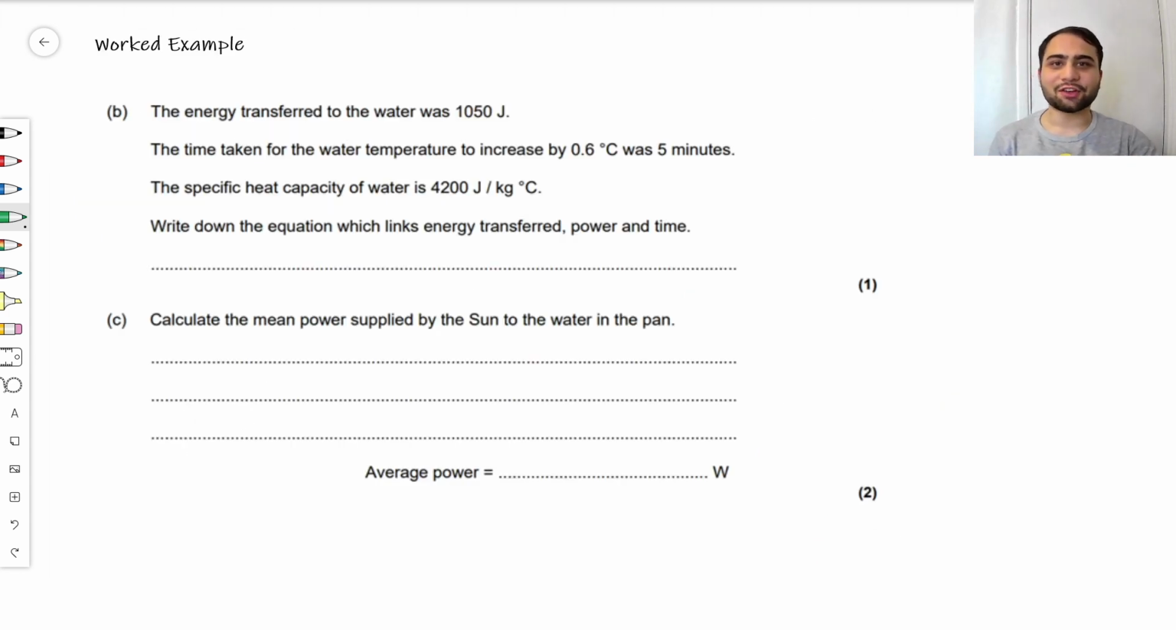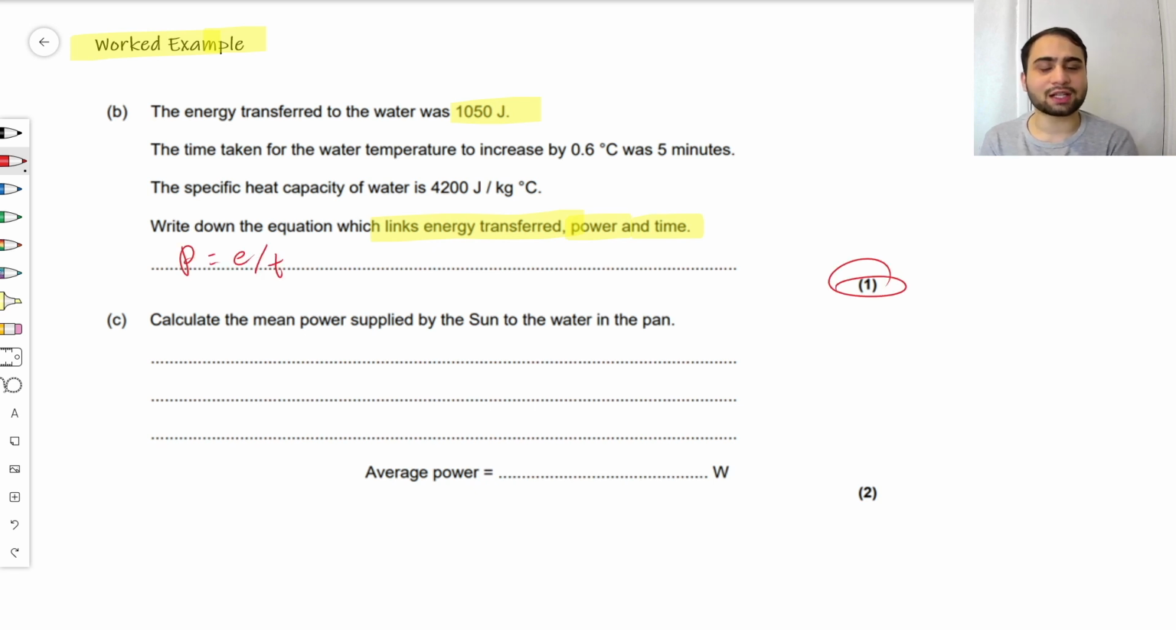Okay, so now let's have a look at a worked example. Again, as always, we're going to highlight all of our keywords. The energy transferred to the water was 1050 joules. This is part of a bigger question, but really everything in these questions is right here. The time taken for the water temperature to increase by 0.6 degrees. Write down the equation which links energy transferred, power, and time. Okay, so we need a power equation, which is power is energy transferred over time. That's our answer right there.